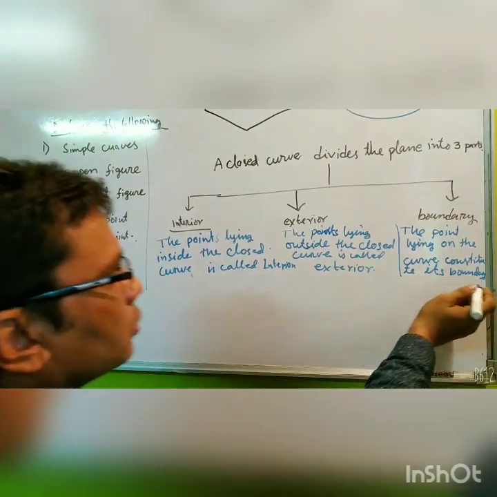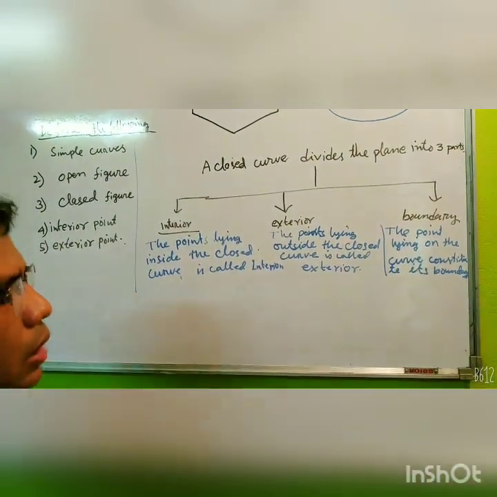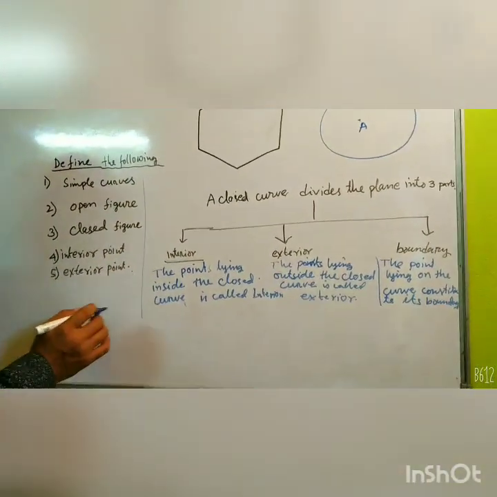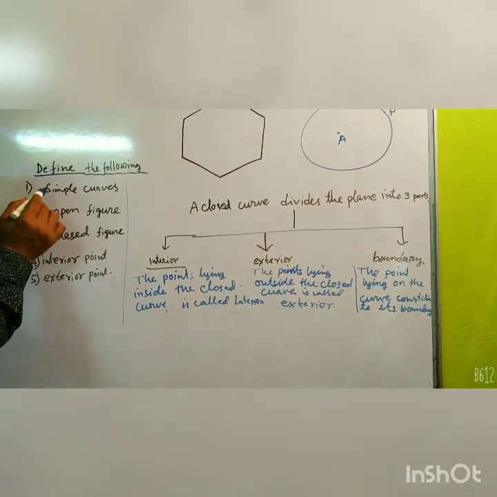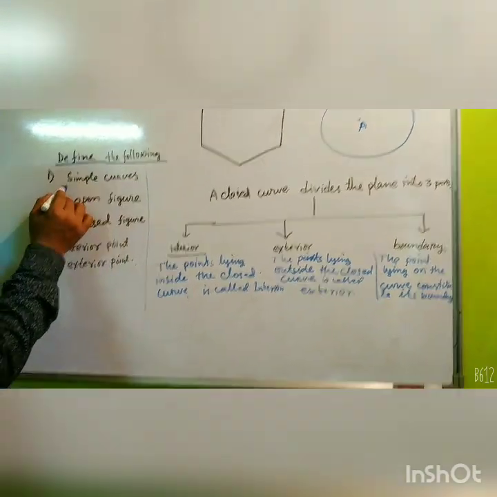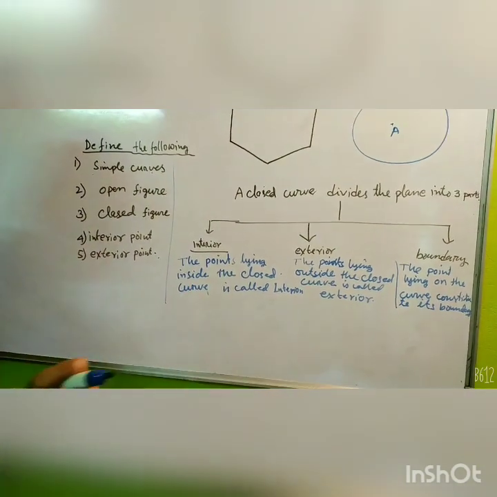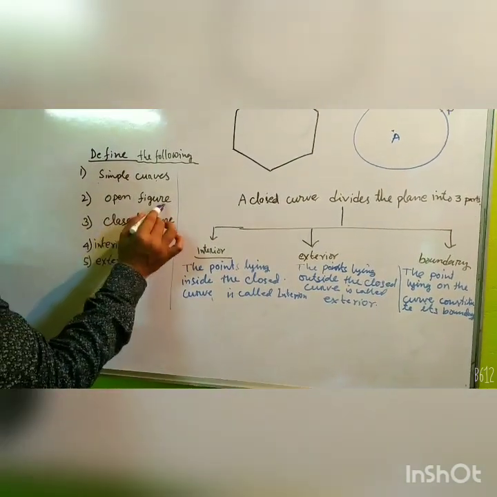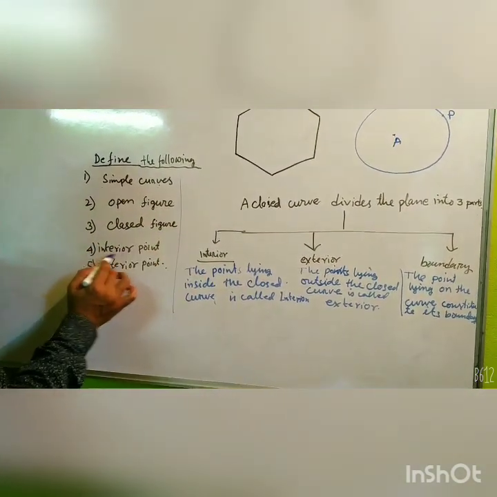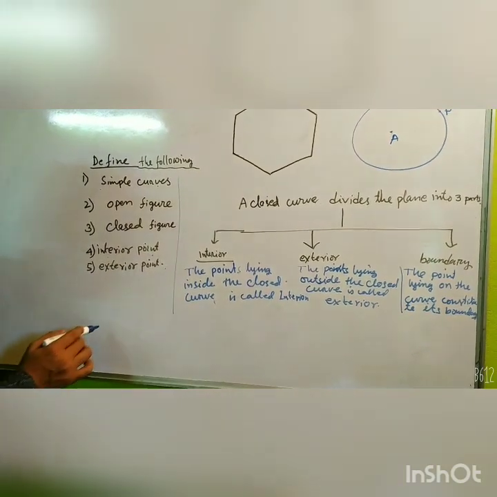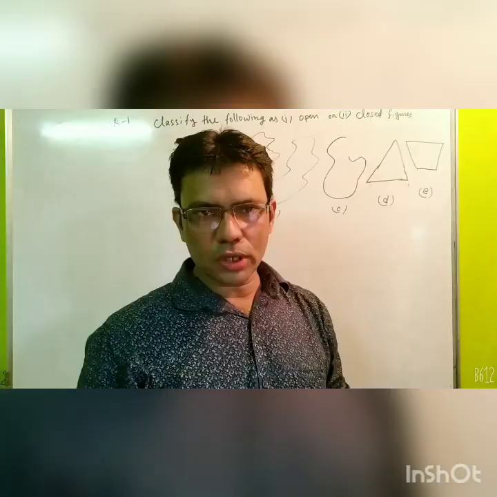Okay, these constitute its boundary. So, three parts. Now you write down this point: define the following, that is, simple curves. Now you write down: open curve, closed curve, interior point, exterior point. Okay, let's start our exercise.